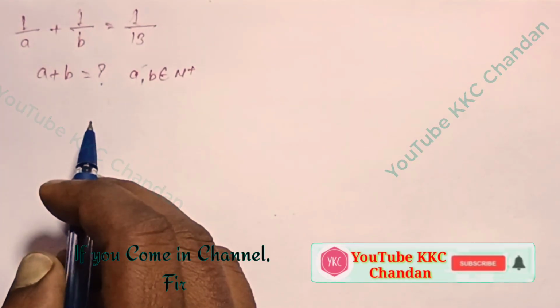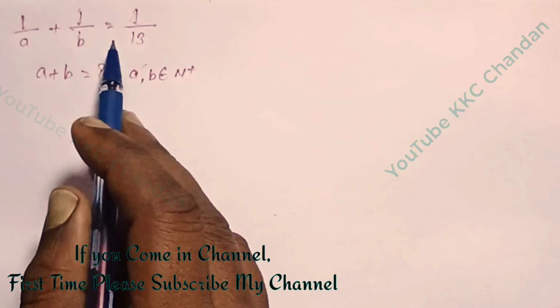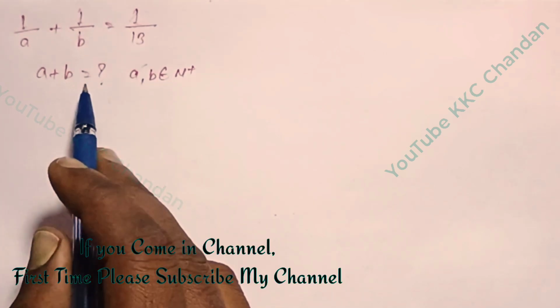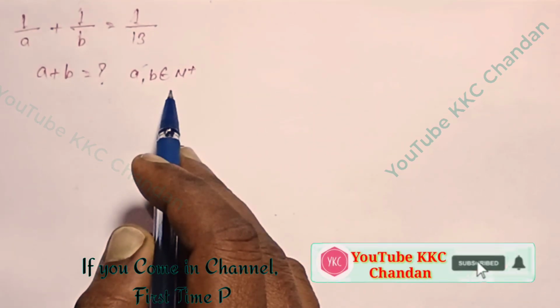Here a question is given. The question is that 1 divided by a plus 1 divided by b is equal to 1 divided by 13. What is the value of a plus b? Here the condition is that a, b belong to natural numbers.